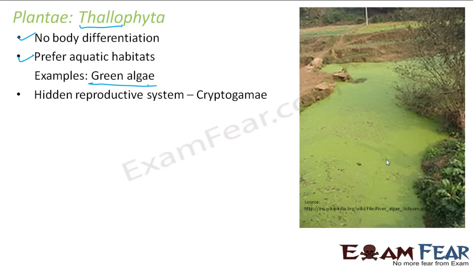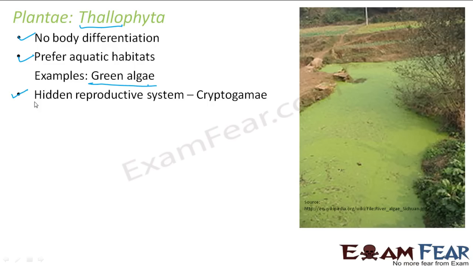In thallophyta, they have a hidden reproductive system. That is why they are known as cryptogamy. What do I mean by hidden reproductive system? Hidden reproductive system means that the reproductive structures are present inside some small inconspicuous structures. So they are hidden, they are not open. The reproductive structures are enclosed inside something. They are present hidden somewhere. So that is why they are known as having a hidden reproductive system.